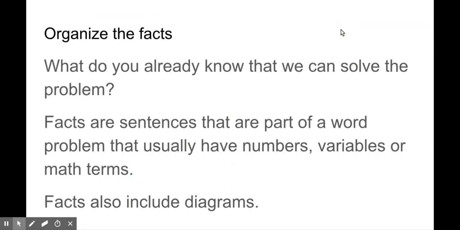Okay, so with the strategy, here's a few prompts. I want you to think about, what do you already know from the word problem that you can use to solve it? And so to find those key things, you're looking at facts. And facts are sentences that are part of a word problem that include numbers, variables, or math terms. So that's your huge hint, is if you see numbers, variables, or math terms, those are probably facts that you might need to solve the problem. Also, they can include diagrams, such as drawings or charts.